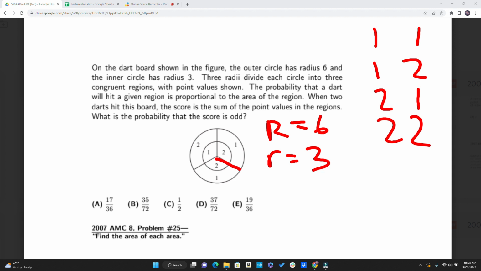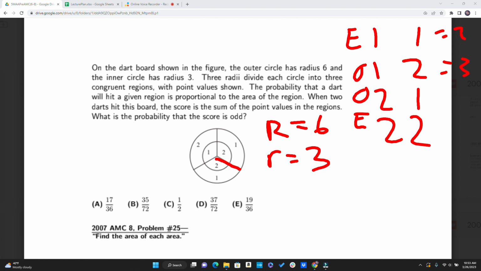Let's look into all of these cases. If we had a 1 and a 1, the score would be 2, so that's even. If we had a 1 and a 2, the score is 3, so that's odd. 2 and 1 is odd. 2 and 2 is another even score. So we want the probability that the dart will hit a given region, either 1 and 2 or 2 and 1. How would we get 1 and then 2? What's the chance of that happening?